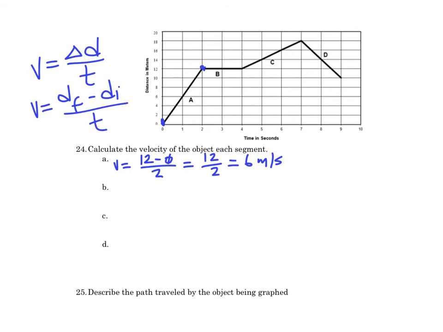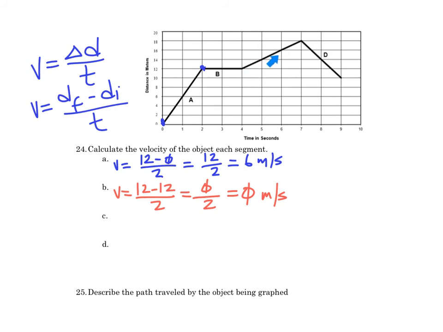In segment B, we said it's a flat, horizontal, 0 slope. It's not moving. The velocity should be 0. Let's find out. Velocity equals my final position at the end of B, which is 12. My starting position at B is also 12. So I end up with 12 minus 12. And how many seconds? Count the spaces. From here to here is 1. Here to here is 2. So 12 minus 12 is 0. Divided by 2 equals 0. So sure enough, 0 meters per second.